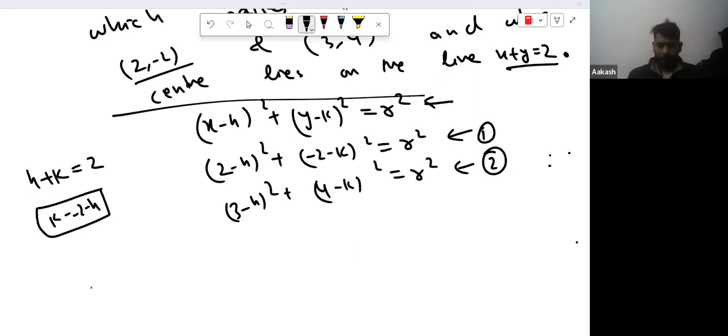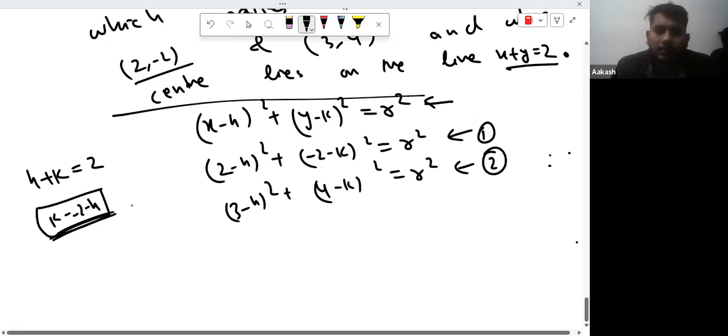So we should split it into the a minus b whole square form, right? Yes, once you do that, then only you can subtract and get the answer. So I solved it. The first one, for the (2 minus h) whole square, the equation I got is 8 plus h square minus 4h plus k square minus 4k. You did not replace the value of k. Okay, it is 2 minus h, right?